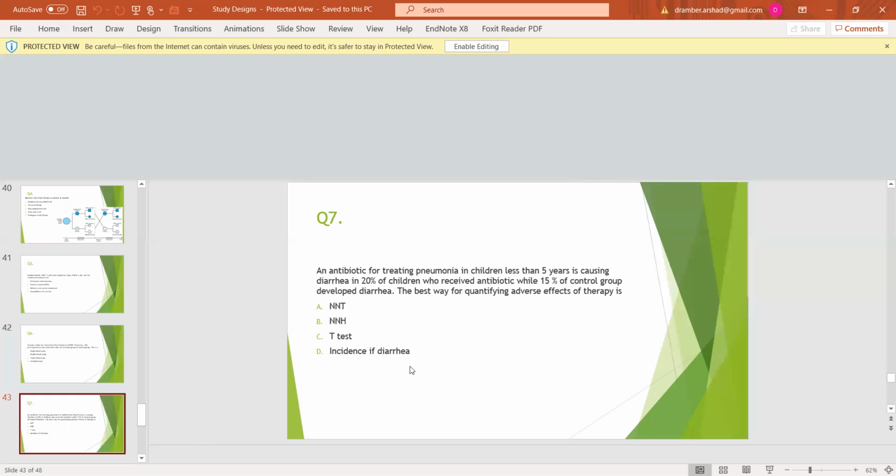An antibiotic for treating pneumonia in children less than 5 years of age is causing diarrhea in 20% of children who received the antibiotic, while 15% of the control group developed diarrhea. The best way to quantify the adverse effect of therapy is B. The correct answer is number needed to harm. So we have already discussed that we quantify the adverse effect by number needed to harm.